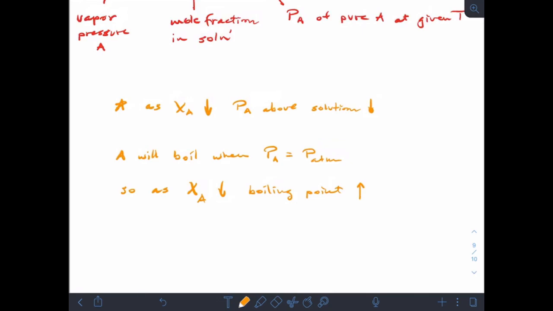Okay, but if I have less of A in the mixture, that means that I have less of A above the liquid in the vapor. And I have to put more energy in order to create more vapor of A so that it equals atmospheric. Okay, so if I have a lower mole fraction of A in the liquid, that forces the boiling point higher. Tricky, right? So let's do a little bit of practice with Raoult's law.